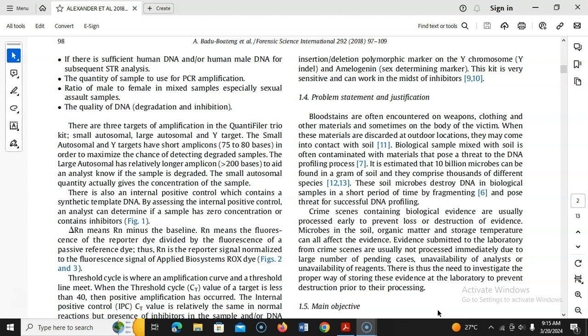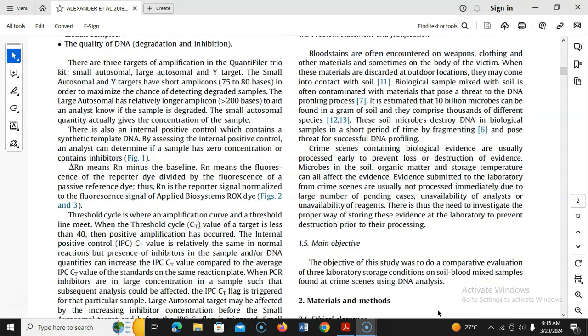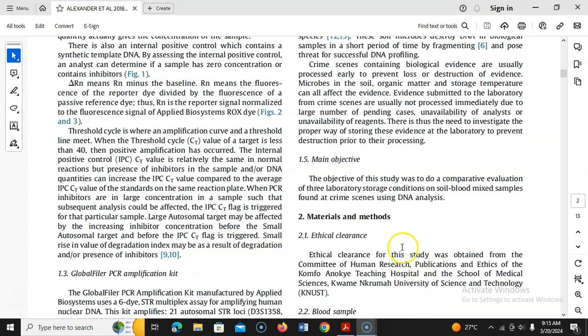Evidence submitted to the laboratory from crime scenes is usually not processed immediately due to the large number of pending cases, unavailability of analysts, or unavailability of reagents. There is thus the need to investigate the proper way of storing this evidence at the laboratory to prevent destruction prior to processing. And the objective of this study was to do a comparative evaluation of three laboratory storage conditions on soil blood mix samples found at crime scenes using DNA analysis.